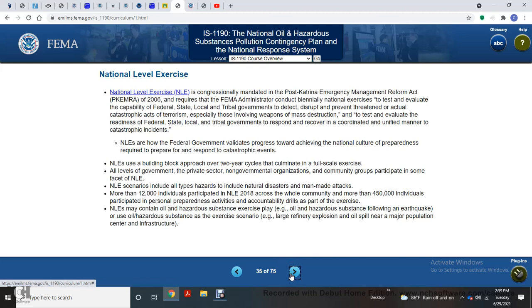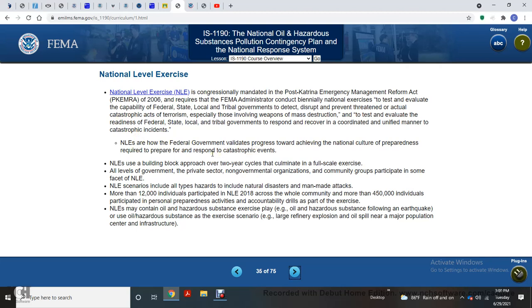The National Level Exercise is congressionally mandated by the Post-Katrina Emergency Management Reform Act of 2006, which requires the FEMA administrator to conduct a biannual national exercise to test and evaluate the capability of federal, state, local, and tribal governments to detect, disrupt, prevent, and respond to threatened or actual catastrophic acts of terrorism, especially involving weapons of mass destruction, and to respond in a coordinated, unified manner to catastrophic incidents. The National Level Exercise is how the federal government validates progress toward achieving national preparedness to prepare for and respond to catastrophic events.